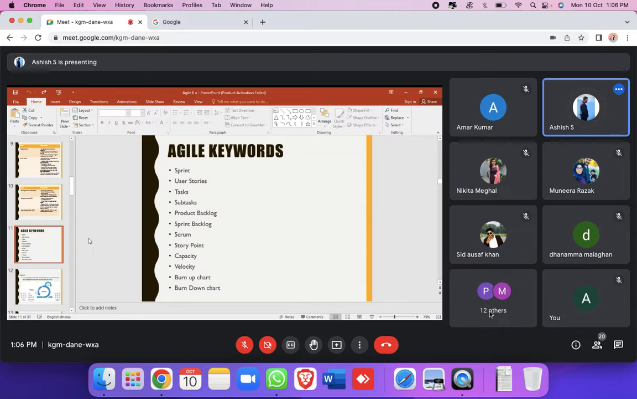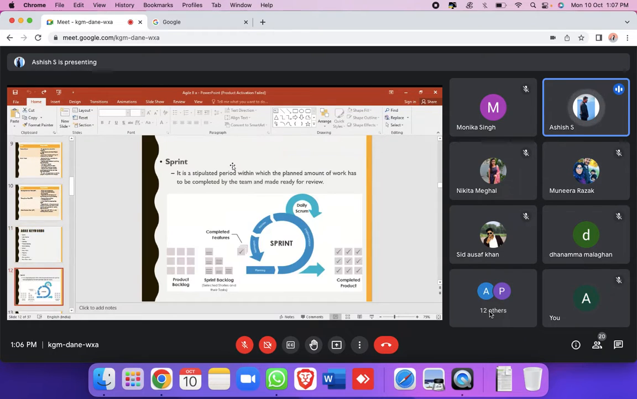First, we will know what is sprint, what is user stories, tasks, subtasks, product backlog, sprint backlog, scrum, everything. As you are aware of it, we'll just finish it off soon. So sprint is nothing but a particular time period where you have to complete the task which is assigned to you.